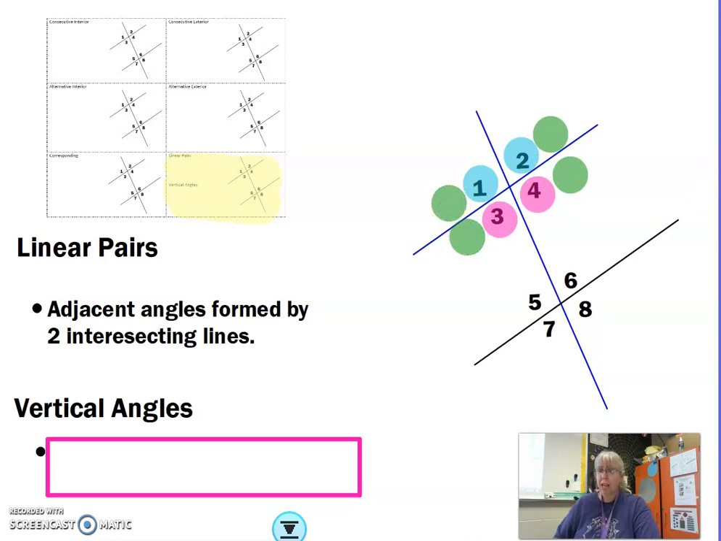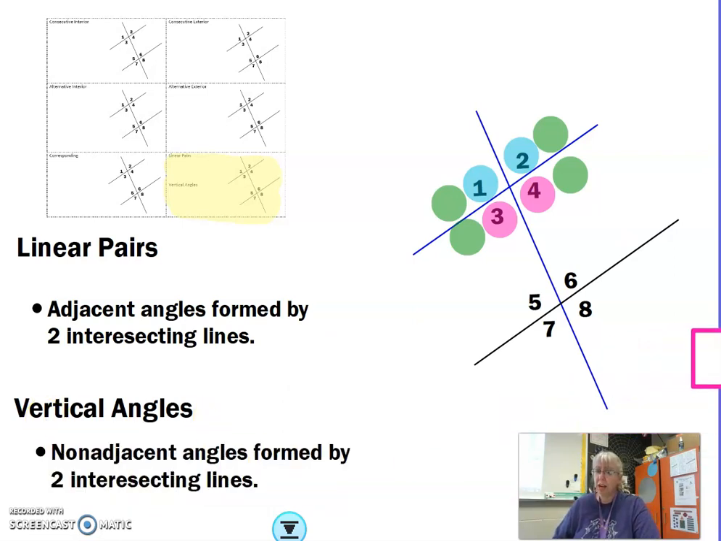Then our other special name is the vertical, and remember those are the non-adjacent angles formed by 2 intersecting lines. For this one, they're the ones across from each other. So like 5 and 8, and then 6 and 7. If you have any questions, jot them down and ask when you come to class.